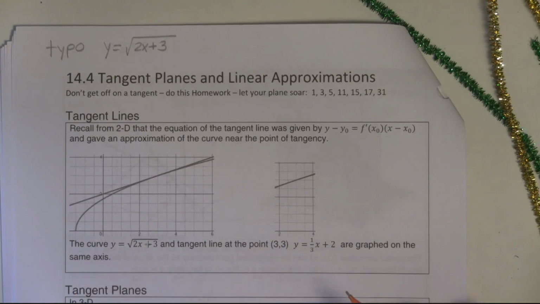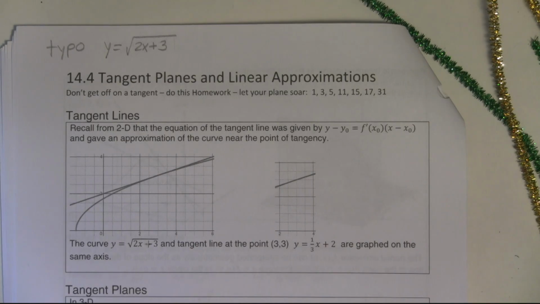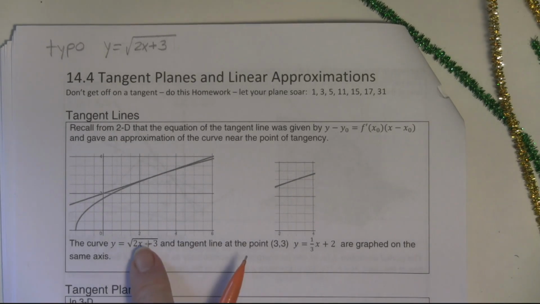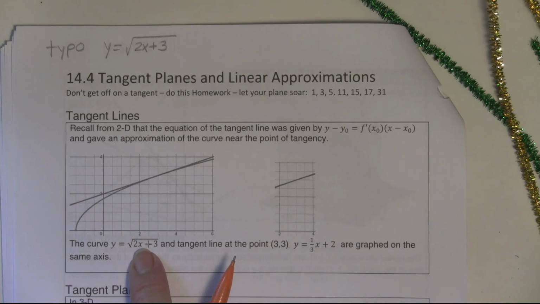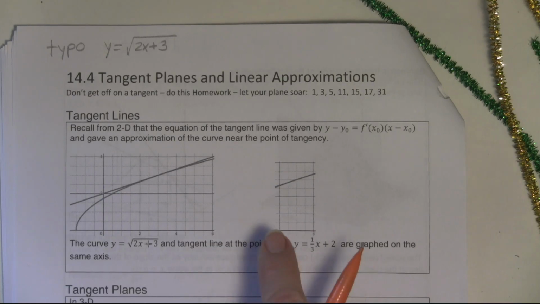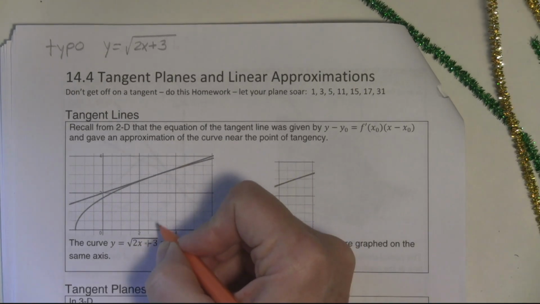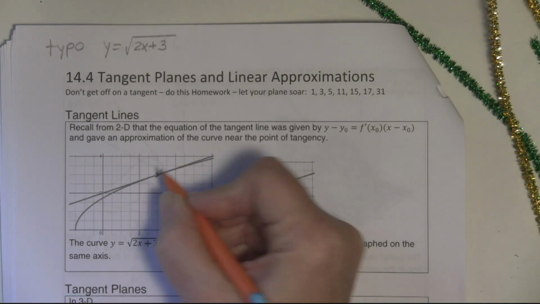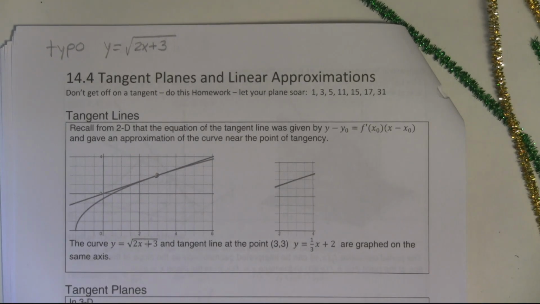And I went through the process that we did in Calc 1 of finding the tangent line: finding the derivative to find the slope, and then using the point-slope formula at this point, right here, 3, to find that tangent line.